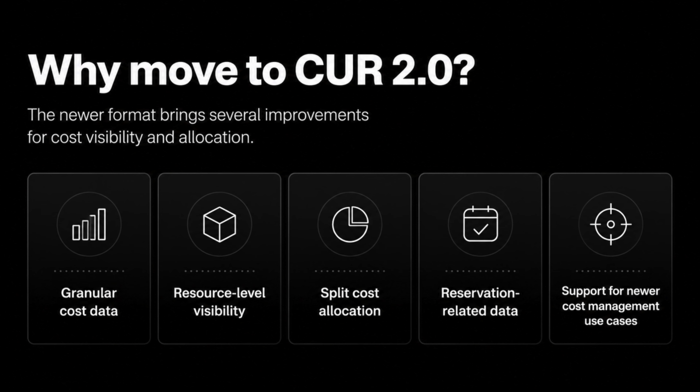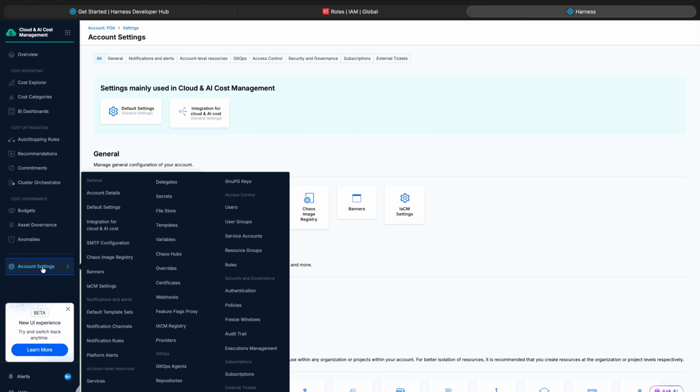So, if you are still using the legacy CUR 1.0 format with Harness CACM, it is a good idea to upgrade. The overall migration process is quite straightforward, but there are a few important configuration options that you need to select correctly. Let's get started.